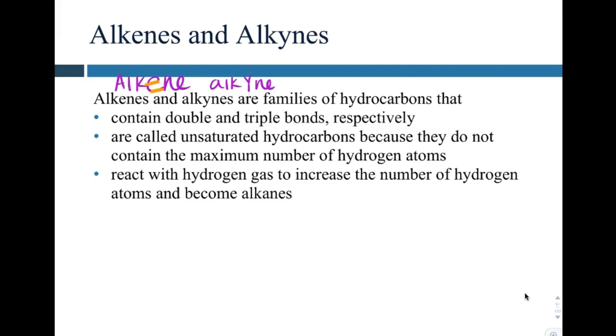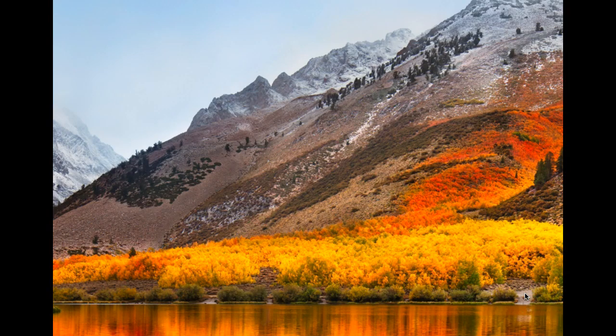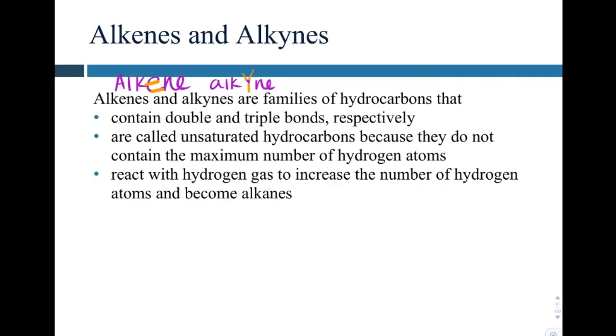They are called unsaturated because they do not have all the hydrogen atoms. Those bonds that could go to hydrogen are now going to double and triple bond with the other carbons. They can react with hydrogen to increase the number of hydrogen atoms and become alkanes, and so we can react with them.